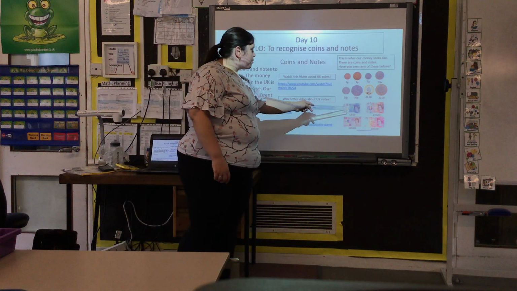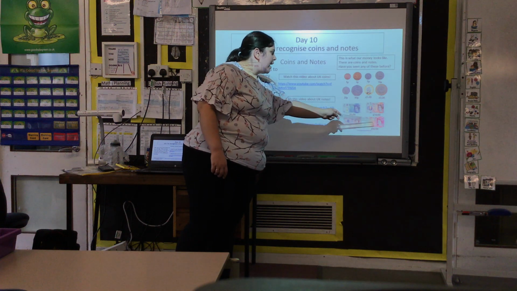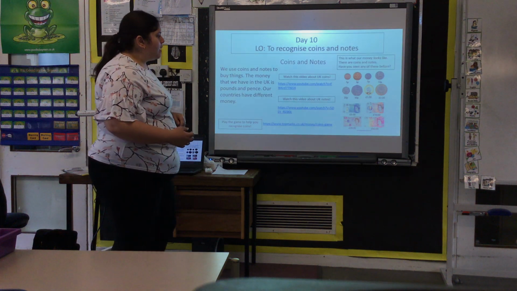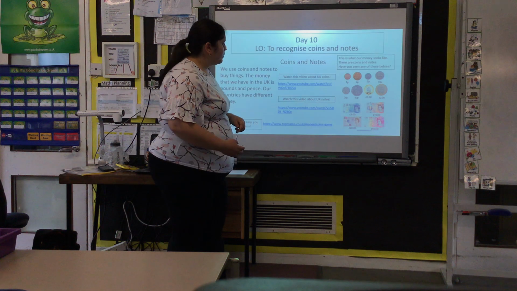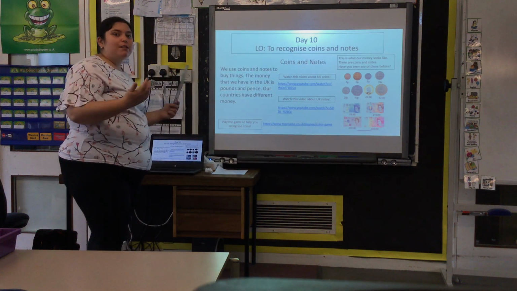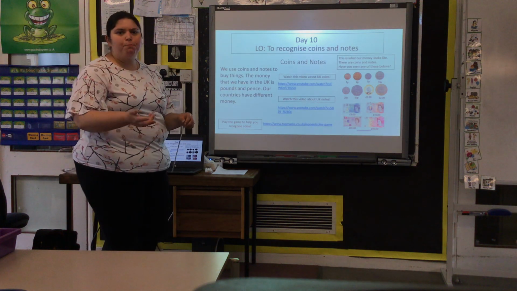Okay, and then we've got some notes. We've got the £5 note, £10 note, £20 note, and the £50 note. So thinking about which one is the largest, which one is the most amount of money if you were going to have some money. £50, sorry, will be the most amount that you would have. So we use coins and notes to buy things.